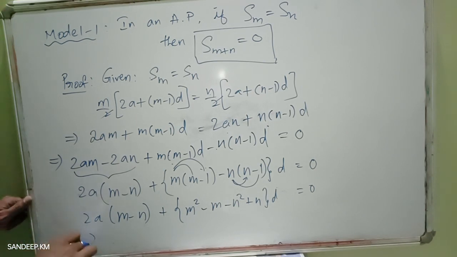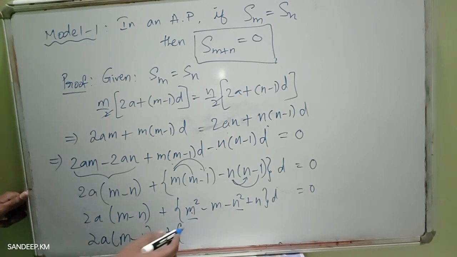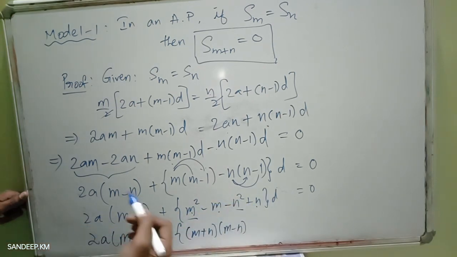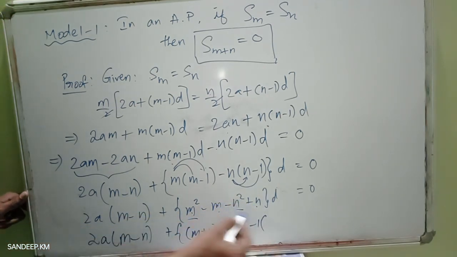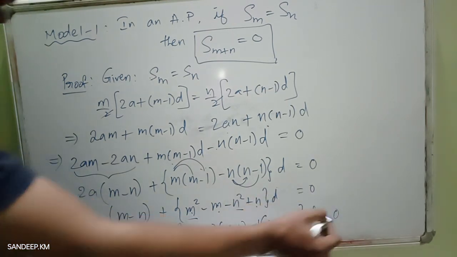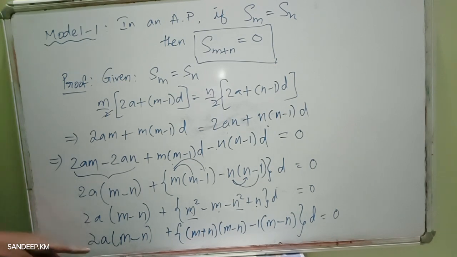So please observe, I write 2a into m minus n plus, here m square minus n square can be written using the a square minus b square identity. What do you get? m square minus n square is m plus n into m minus n. And then in the remaining two terms, if I take minus 1 common, we get plus n and minus m, the entire thing multiplied with d equal to 0. So let's continue. While solving these problems, just take down the notes if needed.